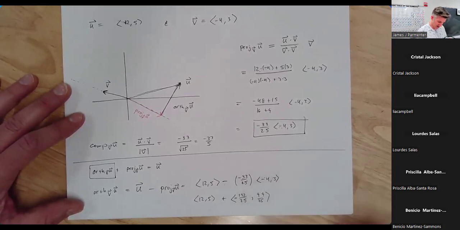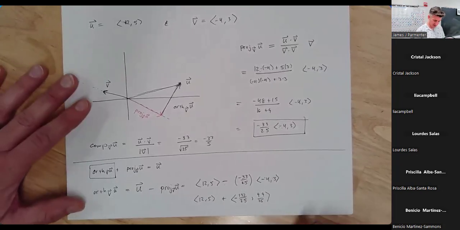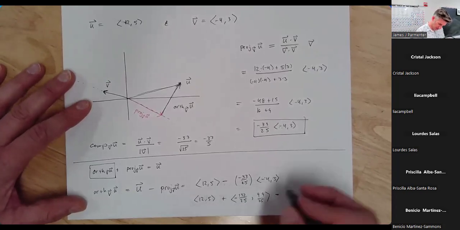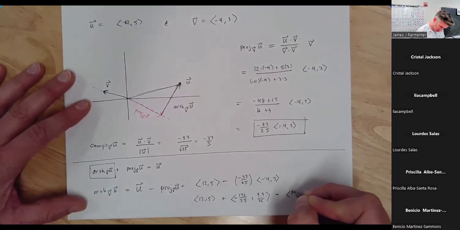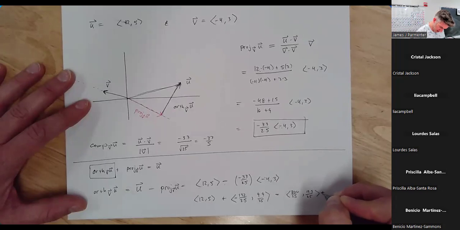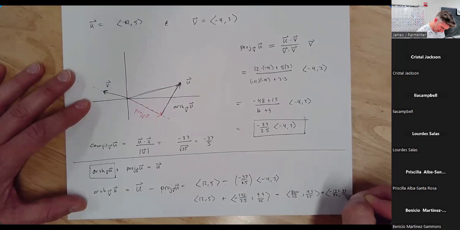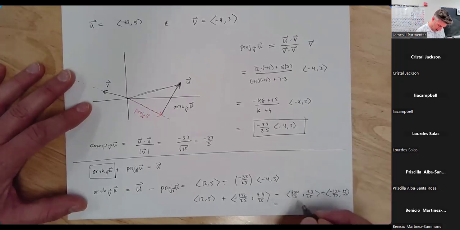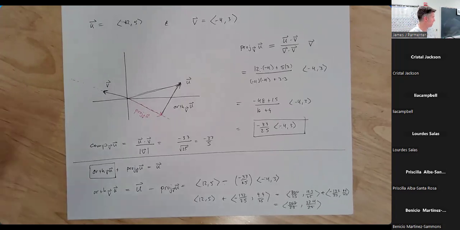And then you get a common denominator and put things together, so that's 12 times 25 is 300 over 25, comma 5 times 25 is 125 over 25, plus negative 132 over 25, comma 99 over 25. And I guess we might as well finish it since we're almost there. 300 minus 132 is 168. And 125 plus 99 is 224 over 25. So there's your terrible looking orthogonal complement.